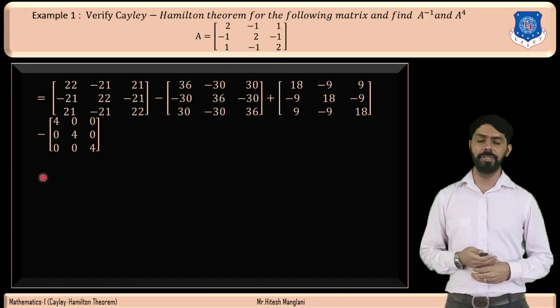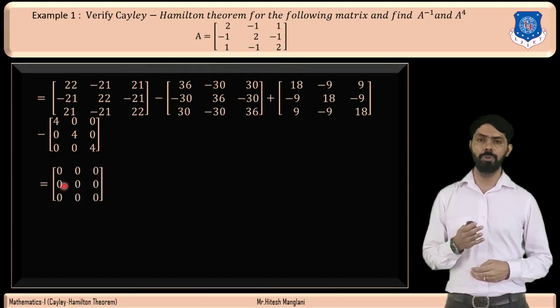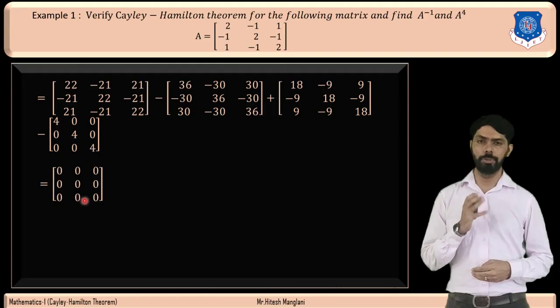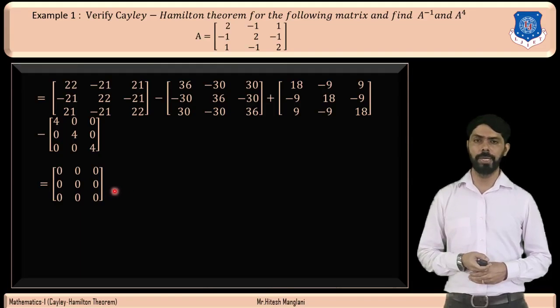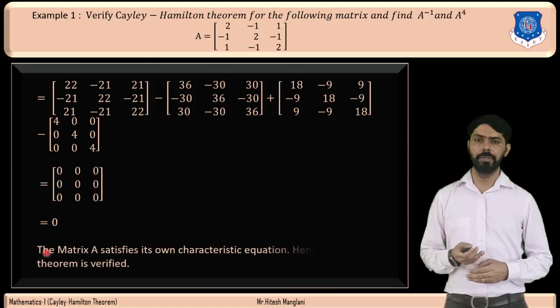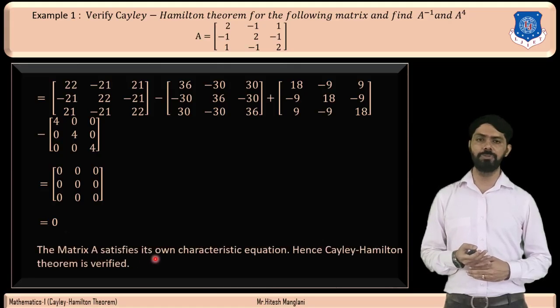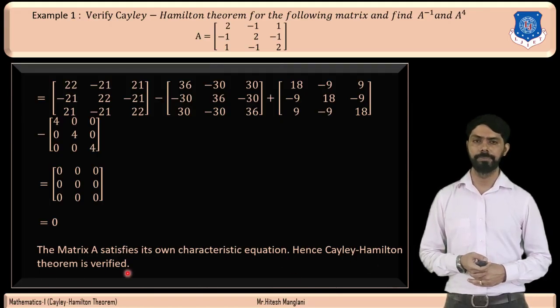Now if we simplify this, then the matrix will be 0 0 0, 0 0 0, 0 0 0. So this is the 0 matrix. So this is equal to 0. Hence, the Cayley-Hamilton theorem has been verified. Therefore, the matrix A satisfies its own characteristic equation. Hence, the Cayley-Hamilton theorem is verified.